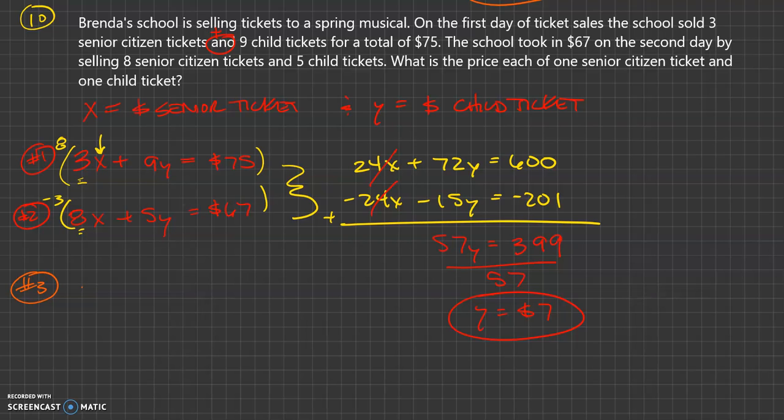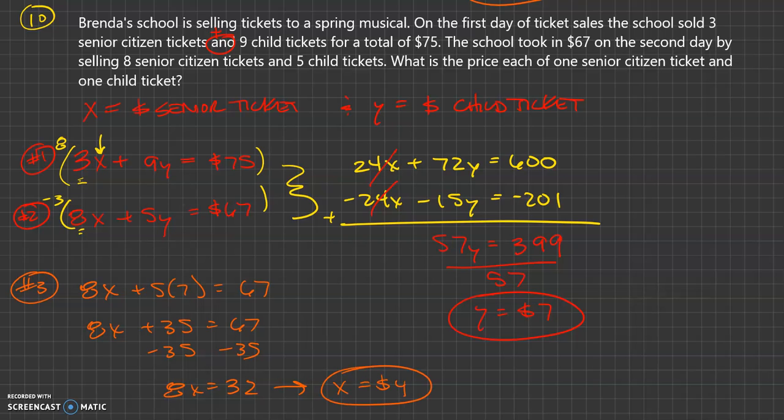I'm just going to take the top one. I'm going to go ahead and take the bottom one, actually. 8x plus 5 times 7 equals 67. All right, so that's going to be 8x plus 35 equals 67. Subtract 35 from both sides. You get 8x is equal to, what is that, 32. Divide both sides by 8, and you get x is equal to $4. So the cost of a senior ticket is $4. The cost of a child's ticket is $7.